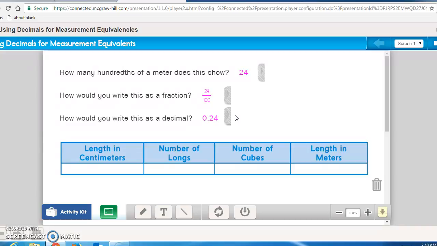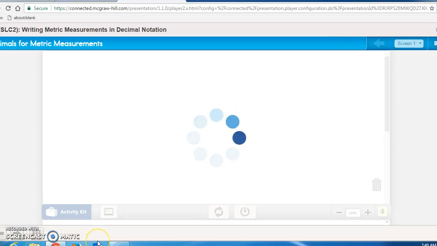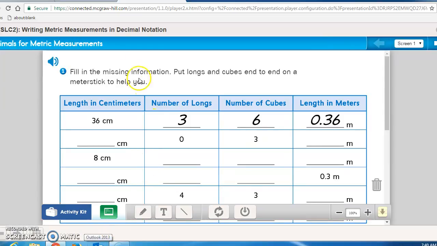I'd like you now to turn to Math Journal page 95. Math Journal page 95 is going to have you working on similar problems where you need to fill in missing information. Put longs and cubes end to end on a meter stick to help you. So as you're working through this, go grab the meter sticks, go over to where all your tools are, get approximately 10 longs and a big handful of cubes, and lay them out on the meter stick to figure out the length in centimeters, the number of longs, and the number of cubes you're going to need.